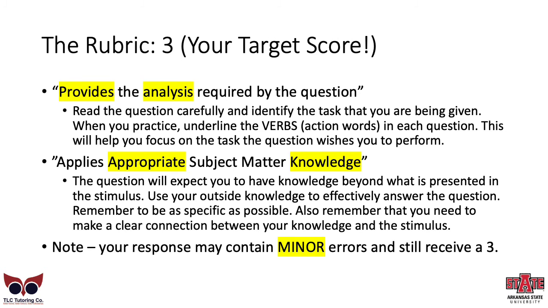A score of 3 also applies appropriate subject matter knowledge. The question will expect you to have knowledge beyond what is presented in the stimulus. Use your outside knowledge to effectively answer the question. Remember to be as specific as possible. Also, remember that you need to make a clear connection between your knowledge and the stimulus. Note that your response may contain minor errors and still receive a 3.